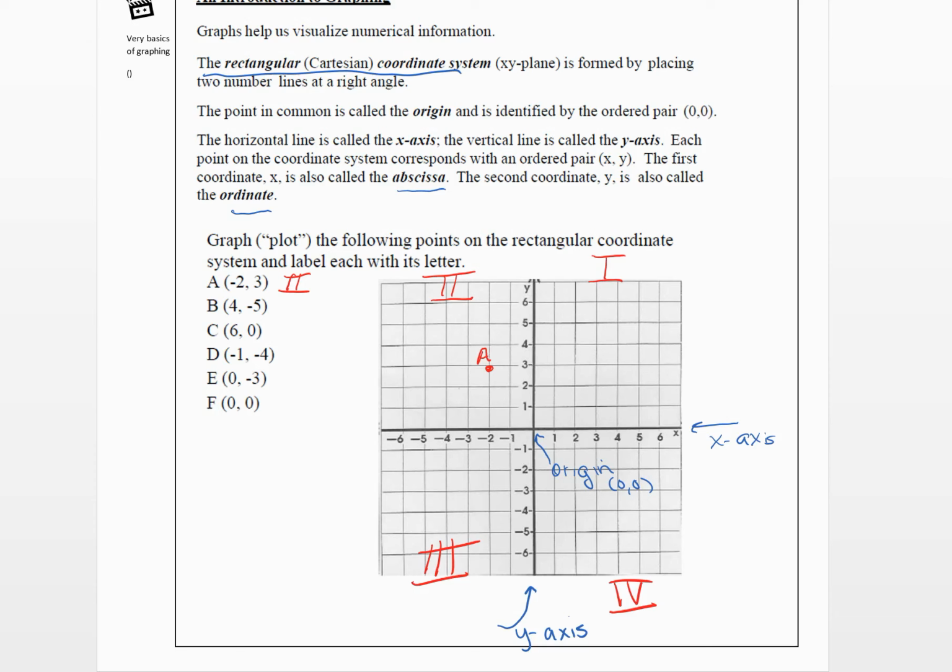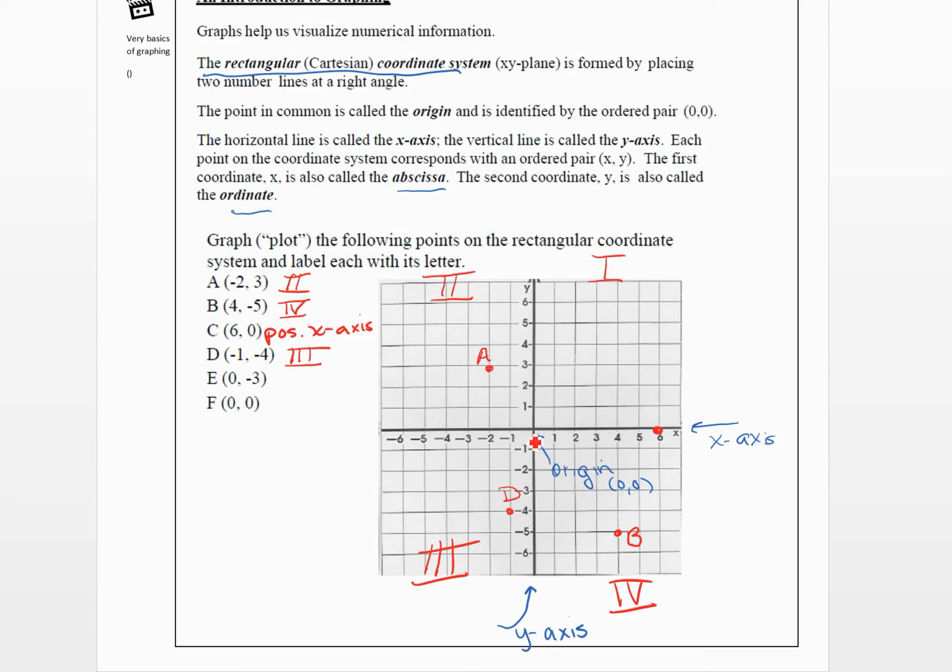Okay, B, we're going to go over 4 and down 5. So that's point B, and as you can see, that's in quadrant 4. Okay, C, we go over 6 and then we stay at 0. Now, we're not really in a quadrant there. We're on the x-axis. Since it's a positive x value, we could say this is on the positive x-axis. That's how we would label that since it's not in a quadrant. Okay, D is at -1, -4. So that's quadrant 3.